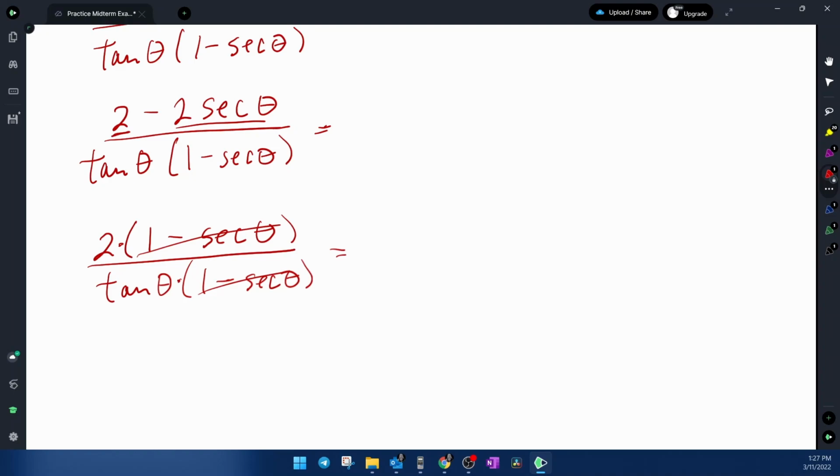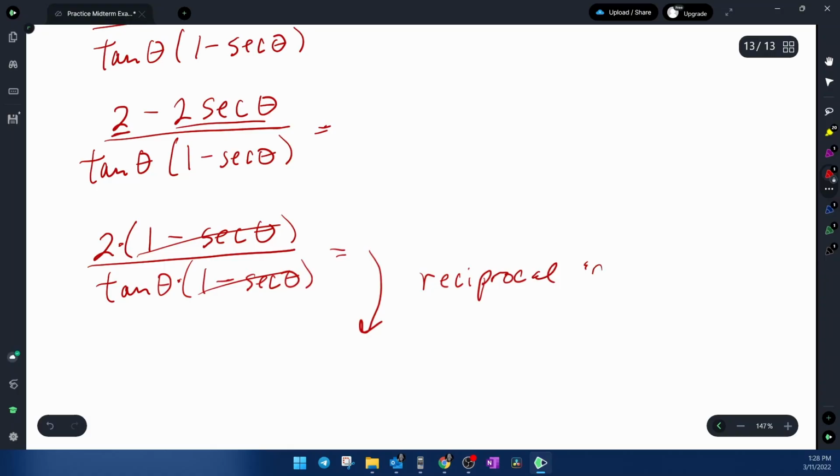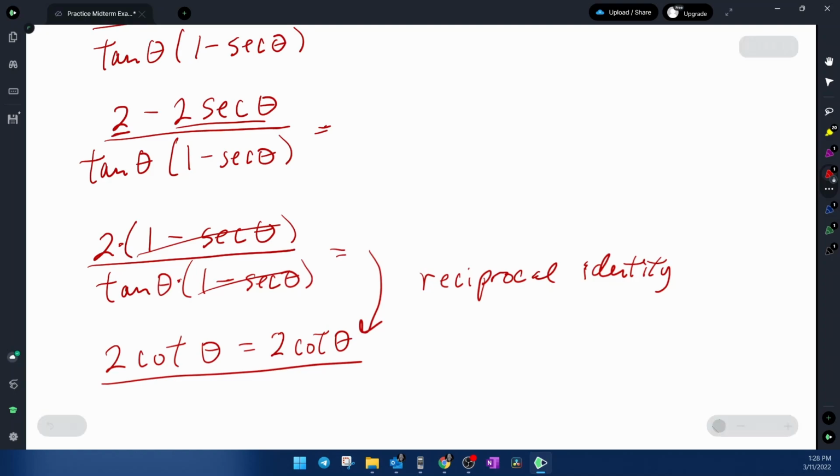And we know that 1 over tangent is cotangent. So from this step to this step, we're going to use a reciprocal identity, because 1 over tangent theta is cotangent theta. And notice that that now equals the right-hand side of 2 cotangent theta. And we're done with the trigonometric proof. And that does it for our Precalculus Practice Midterm Review.